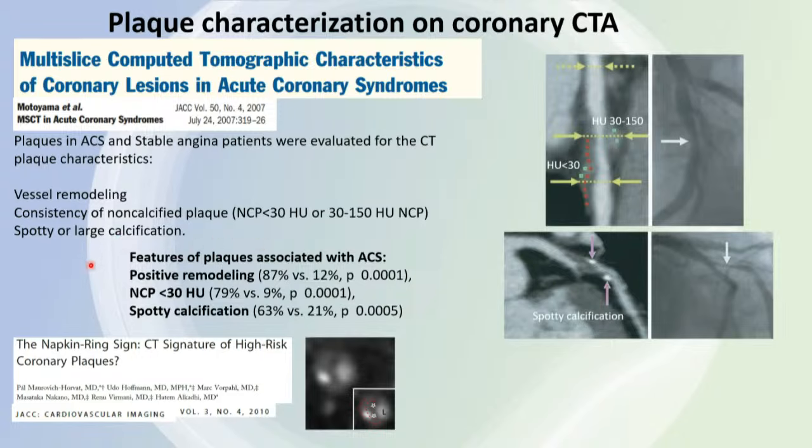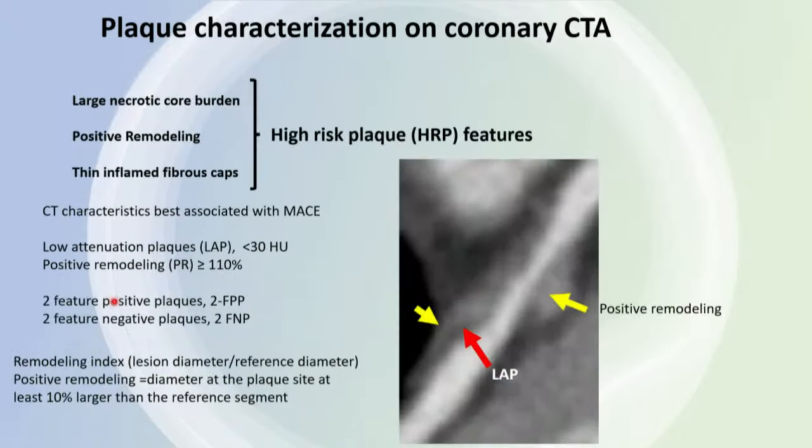And the features that were associated, which is true even today, with the plaques that are associated with ACS are positive remodeling, low attenuation plaque, meaning Hounsfield units less than 30, and spotty calcification. So this is now called HRP, high-risk plaque: large necrotic core burden, that gives you that very low Hounsfield units. Positive remodeling, which is not just growing outwards, there is a definition for it, which is based on the remodeling index, which is the lesion diameter by reference diameter. So positive remodeling is thought to be there if the diameter at the plaque site is at least 10% greater than the reference.